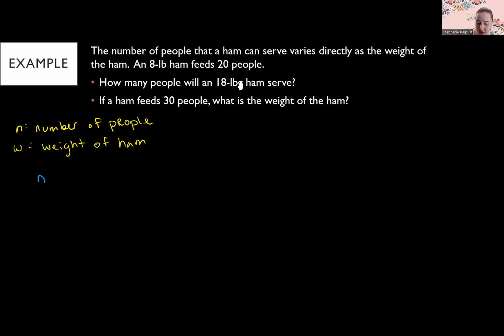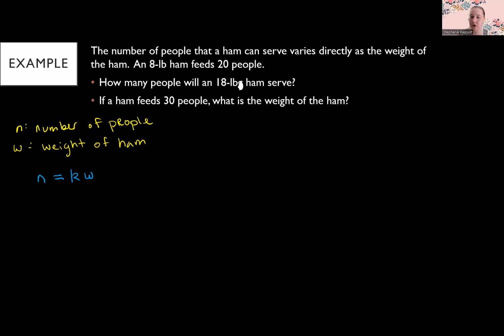Varies, so the word varies is going to be our equal sign, and I'm going to put in my k for my constant. Directly, so that says we're going to be multiplying by the weight of the ham. That's what follows. So this is going to be n equals kw, because w is the weight of the ham. So you can basically turn number of people into n, and then your varies directly, and then weight of ham you can turn into w, and you replace those with your variables. So that's step one, is just getting that model.